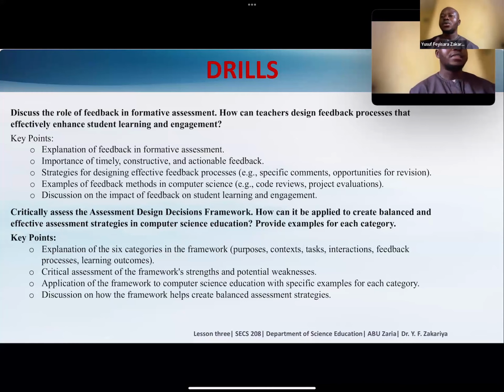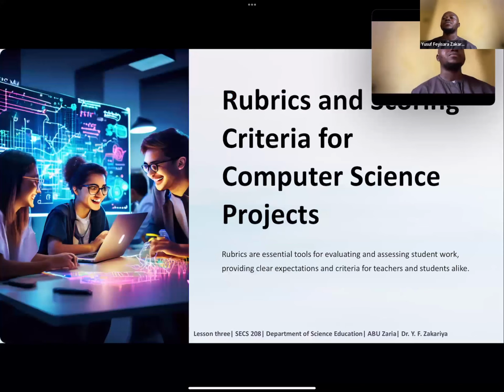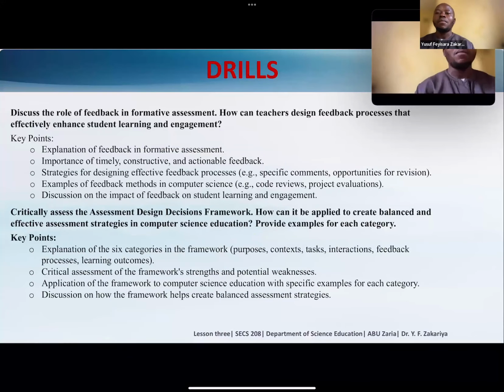We can go to the second part of the lesson, which is on rubrics. Excuse me, sir, please. On the part where you said application of the framework to computer science education and specific examples for each category, in such cases, how many examples are we supposed to give? Because I believe you specified that when we're giving our own review questions on our groupings, we need to specify the number of examples we're expecting students to give. So how many do you want from us?